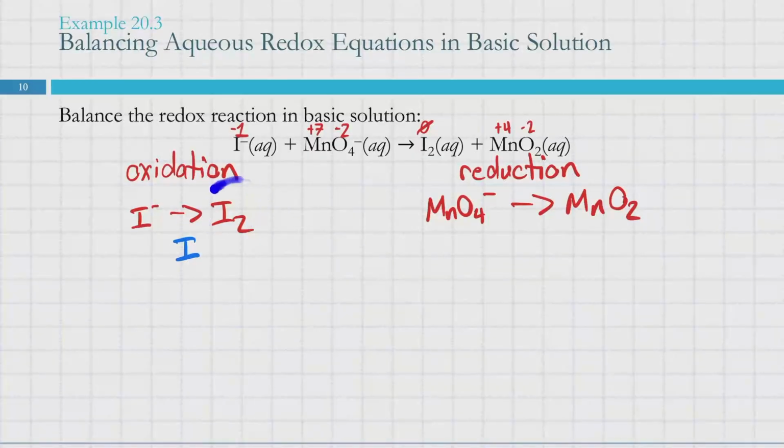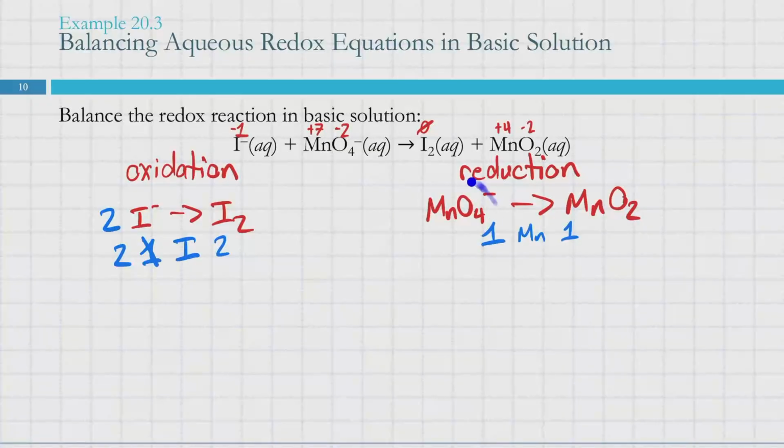So for oxidation, we've got iodine. We've got 2 on the right. We've got 1 on the left. To get those equal, we need a 2 in front of our iodide on the left side. Iodine's the only thing that we have to balance there, so that's lovely for us. Saves us some work. For our reduction half reaction, we have to balance our manganese first. Conveniently for us, it's already balanced.